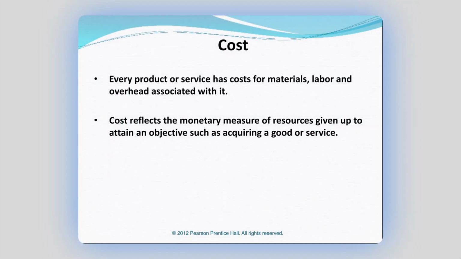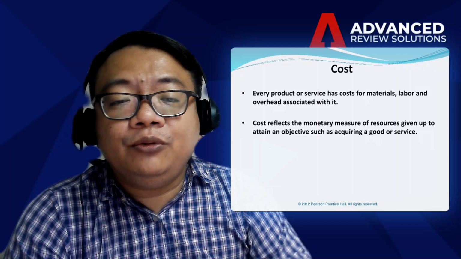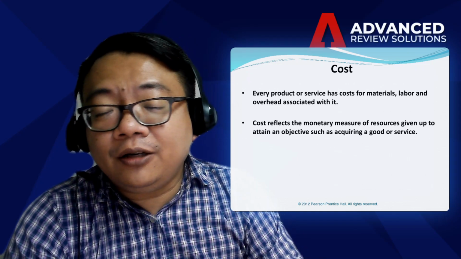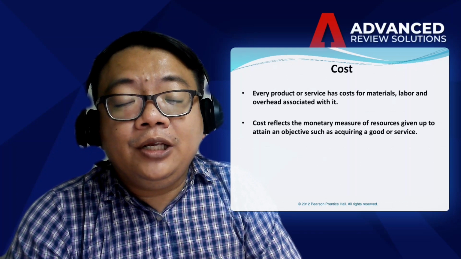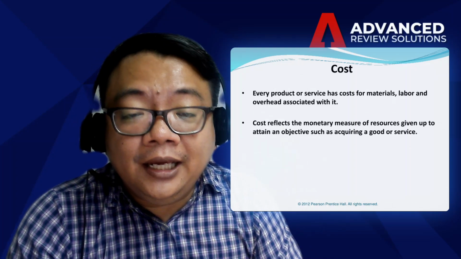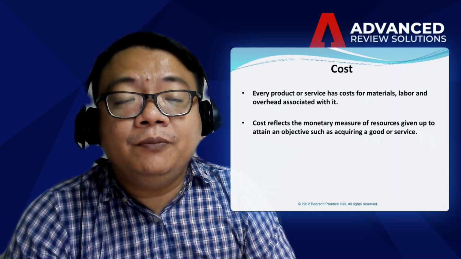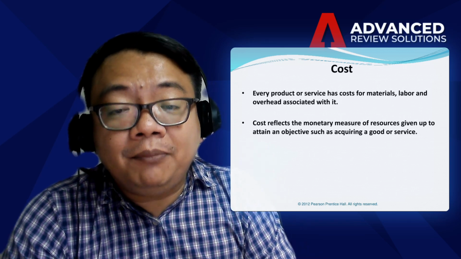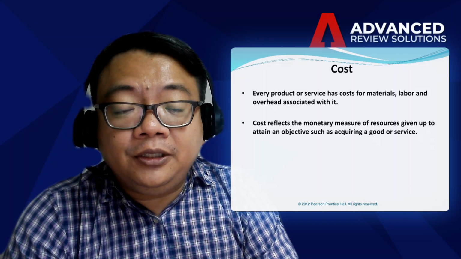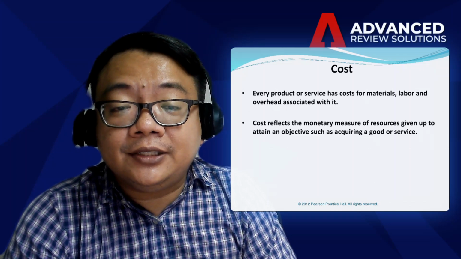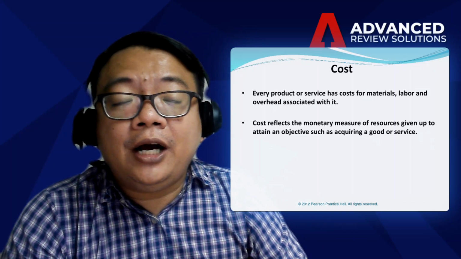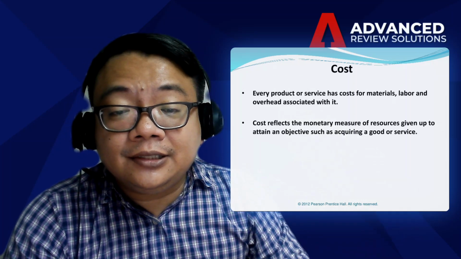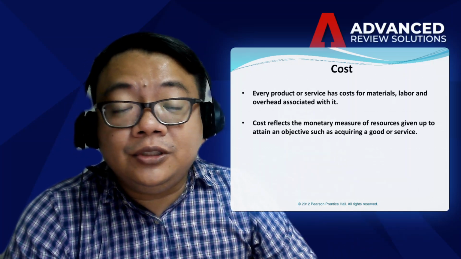So the first thing, a very important class in terms of cost accounting, is to identify first the meaning of cost. So what is cost? Every product, of course, you have your direct materials, your direct labor and overhead, lahat yan ay may cost. And with this, as part of your costs, it will reflect the monetary measure of the resources given up to attain an objective, particularly of acquiring goods and or services. Meaning to say, class, in terms of costs, you have your monetary measure. You have your cash, then bibili tayo ng isang asset, by acquiring your goods and or services.